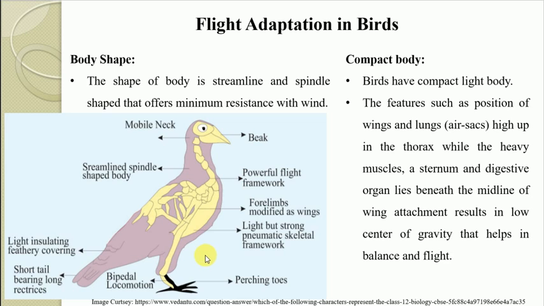So the special position of the lungs or the air sacs is high up in the thorax. This is the thoracic region where you will find the wings and the lungs, and the heavy muscles, then the sternum. So this one is the sternum, then the digestive organs lie in this part. This kind of weight distribution is also responsible for giving the low center of gravity, which helps in balancing as well as flight for the birds. So this is the second adaptation.